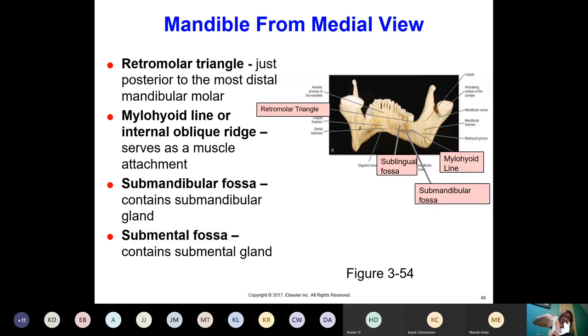When I show you pictures for your midterm and your final, your practicals, it will be very noticeable like it is in this picture that you're looking at.